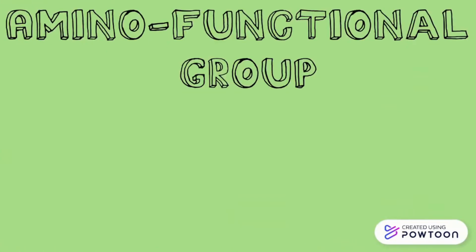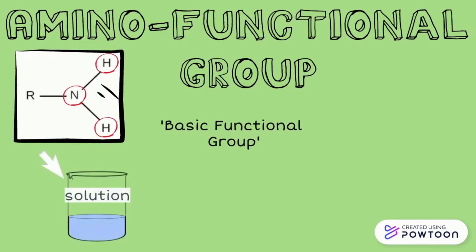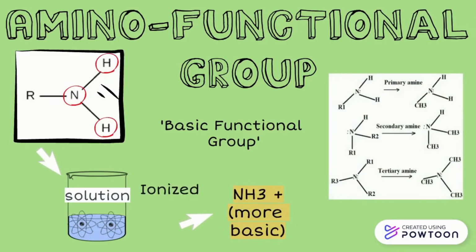The amino functional group comes next, which is effectively nitrogen with two hydrogens. The amino group is called a basic functional group because if a molecule with an amino group is placed in a solution, it will get ionized as it grabs a proton from the solution and becomes an NH3+, causing your solution to become more basic. These generic formulas represent each type of amino group, which is the first, second, and third amine. R here is also an alkyl group as mentioned earlier in the hydroxyl functional group.